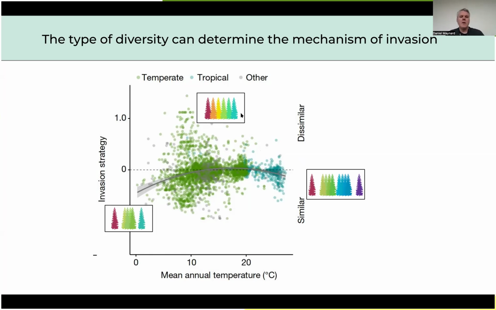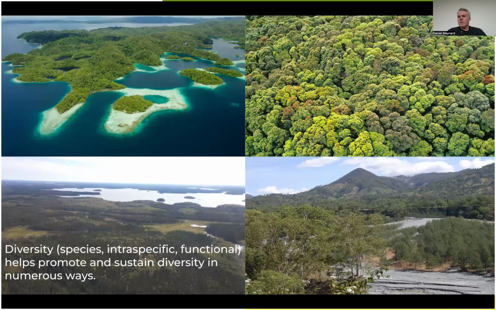So by looking at these global patterns, we can start to make sense of some of these relationships that we see and understand the mechanism of invasion. So not just spread versus establishment, but also trying to understand where species might invade by being more or less similar through this lens of functional diversity. So to wrap this all up, the key tenet of a lot of my work is that diversity, be it species, interspecific variation, or functional diversity, really helps promote and sustain diversity in numerous ways.